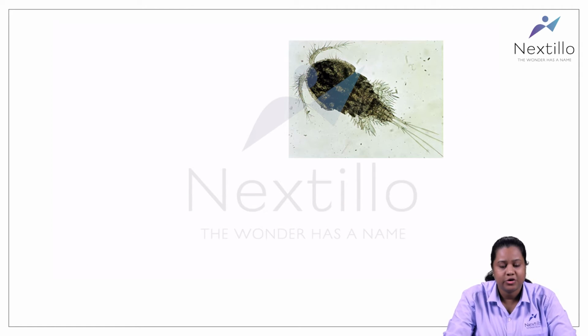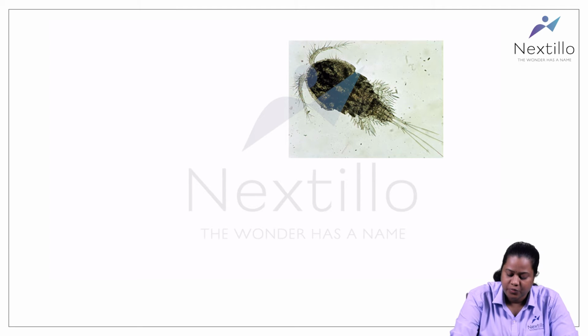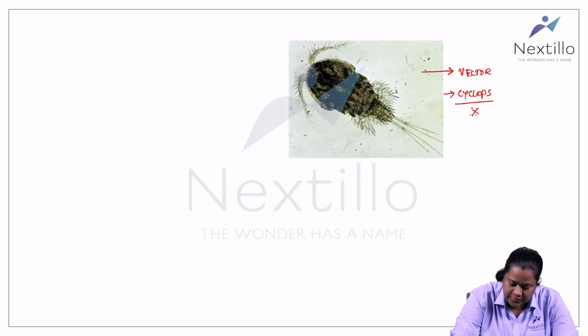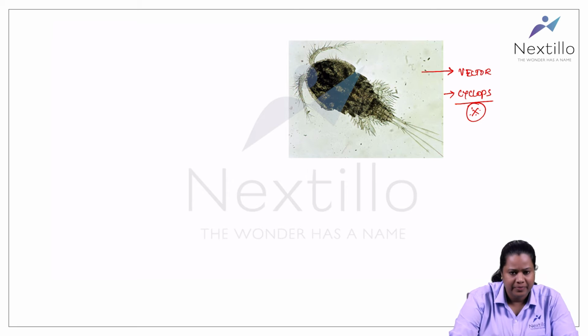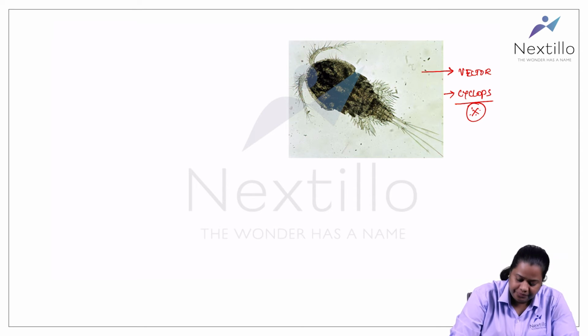What is this you are seeing here? This thing which you are seeing here is a vector. What is the name of the vector? Any idea? It is the Cyclops. Do you remember what are all the diseases where the Cyclops is an intermediate host? There are two parasitic infections where Cyclops are the intermediate host.